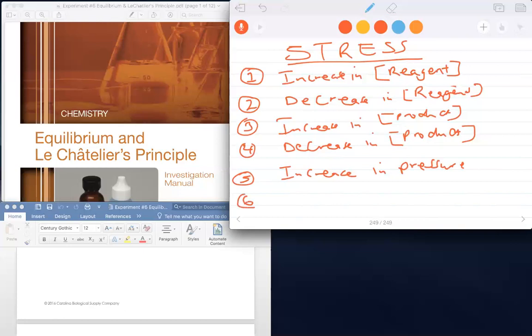Six here, let's say change in what? Change in temperature. And with change in temperature, you have to pay attention whether it is an exothermic reaction or an endothermic reaction. These are the two types of reaction you have to pay attention to when you are looking at the temperature.